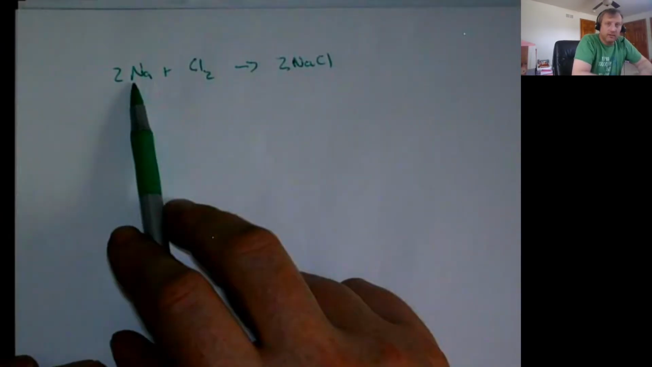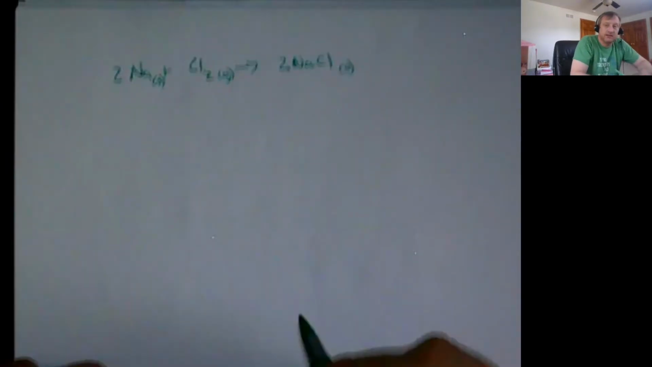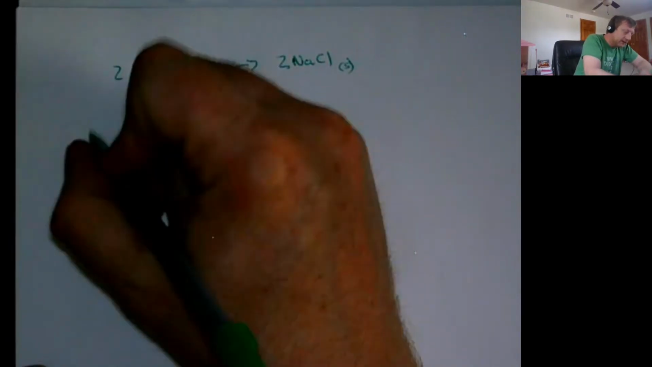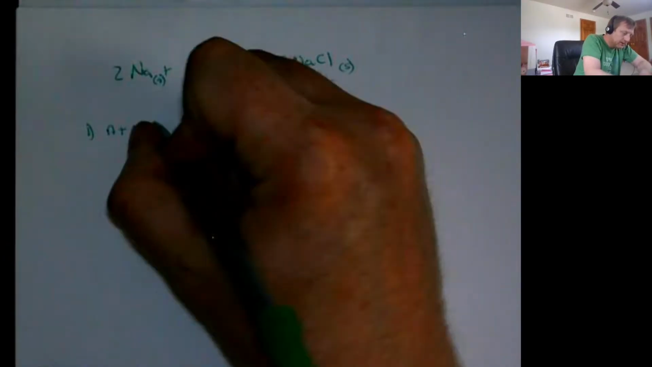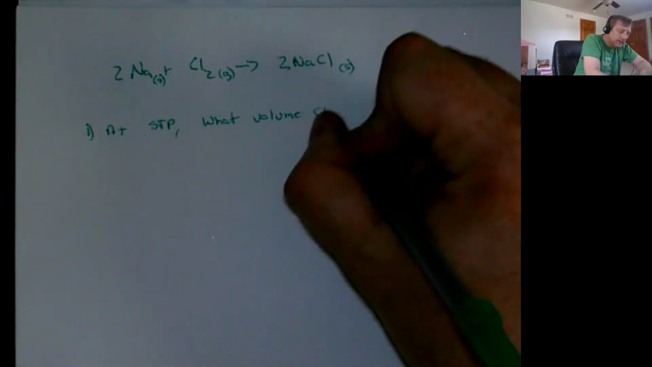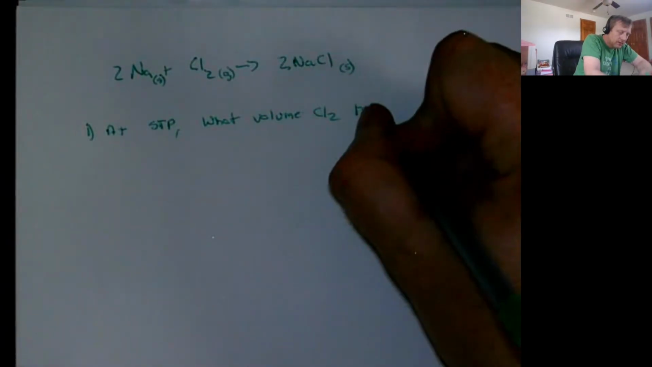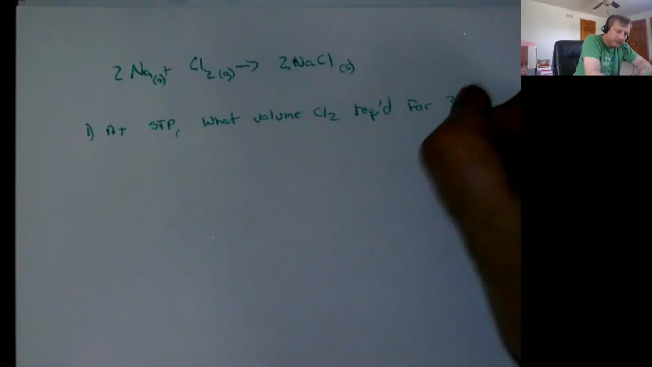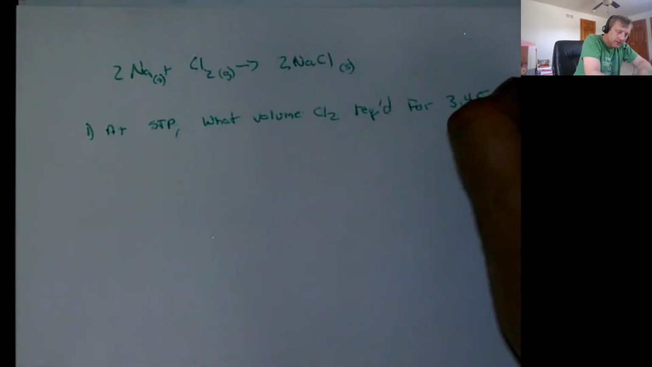Okay, so here I'm going to take a look first at the combination of solid sodium with some gaseous chlorine to form some solid sodium chloride. And I'm going to take a look at a question that says, at STP, what volume of chlorine is required to react with, let's say, 3.45 grams of sodium.